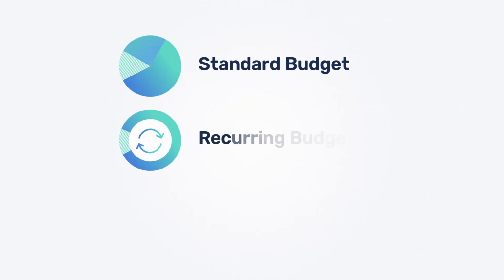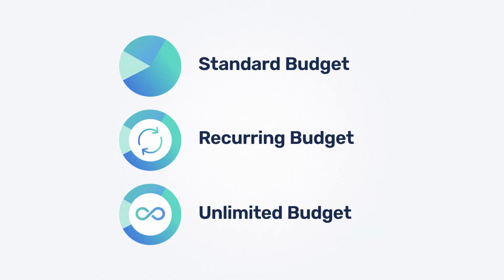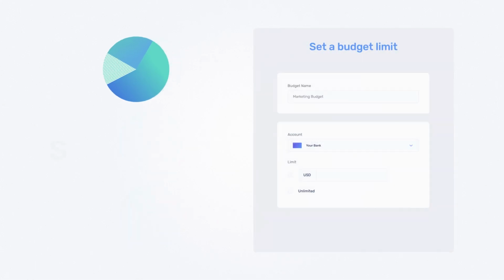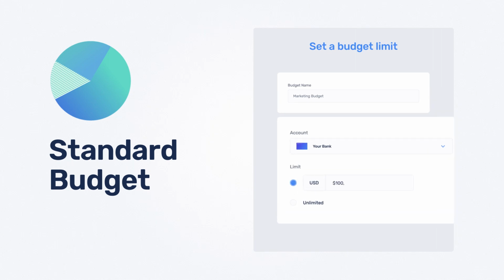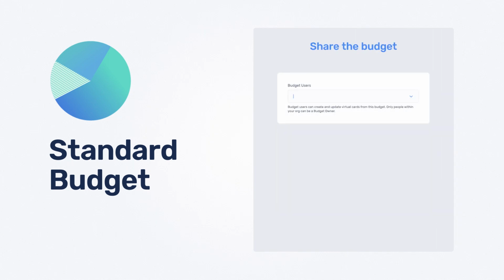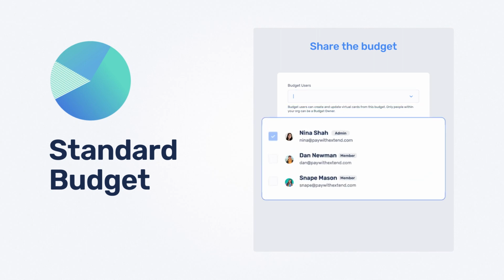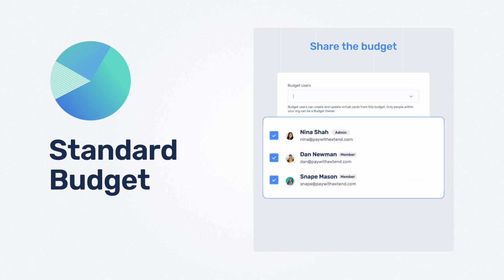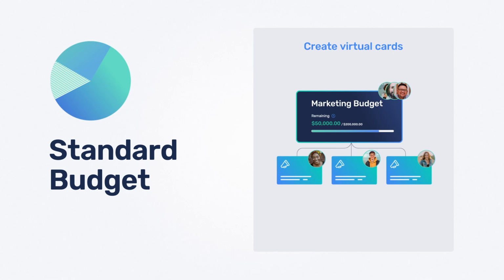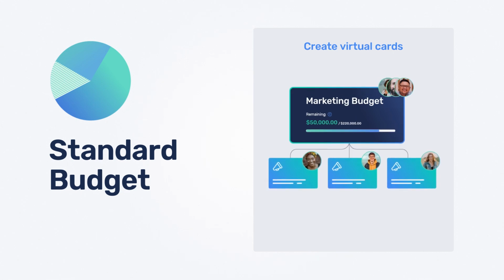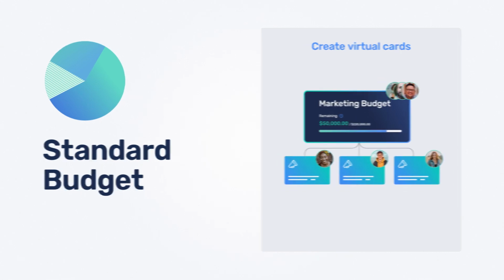Now we'll look at how to choose your budget type. Extend offers 3 types of budgets that you can customize to fit different spend management scenarios. First, we have the standard budget. This one is really straightforward. Set a budget limit and share it with whomever needs access. Then they can create as many virtual cards as needed within that budget limit. When funds run out, no more virtual cards can be created, but you can always update the budget limit and other details at any time.